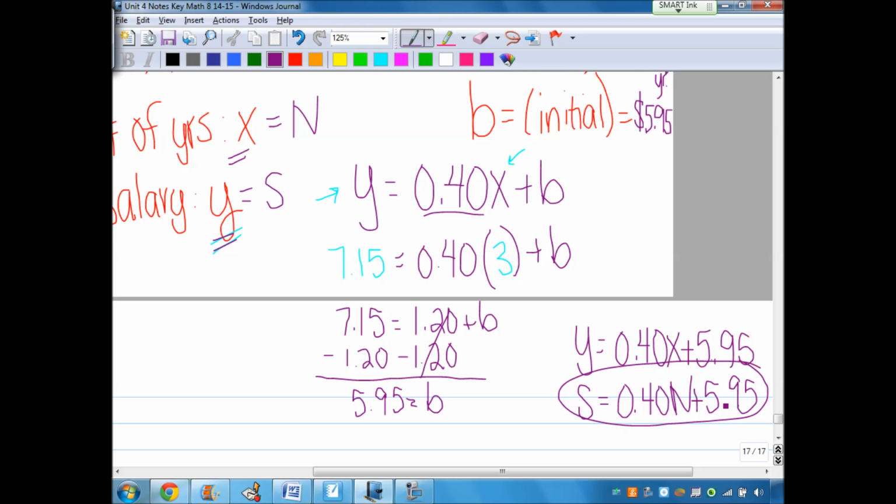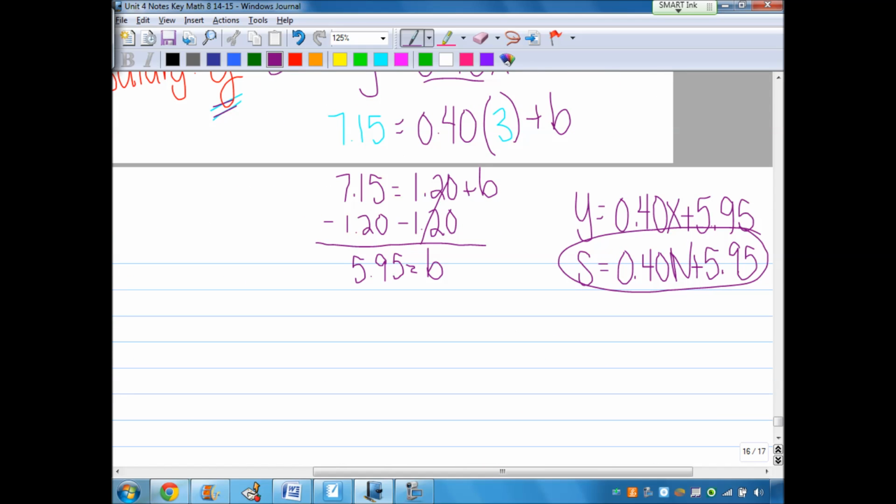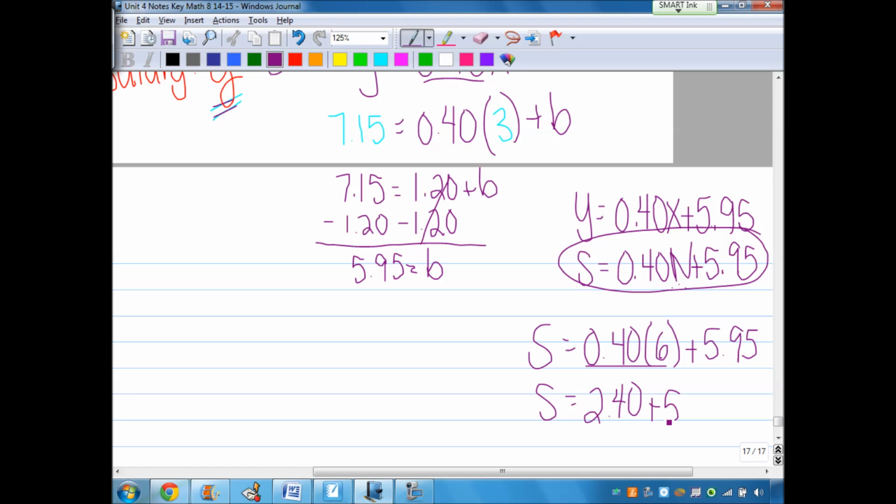Okay, and then the next part of your question says find your hourly salary after 6 years. So I want to figure out what it's going to be. What is the salary going to be after 6 years? Well, N stands for years. So I would just plug in 6 for N. So I would get S equals 0.4 times 6 plus 5.95. I'm just multiplying 0.4 times 6, which is $2.40, plus 5.95. Add those all together and your answer would be $8.35 if you work there for 6 years.